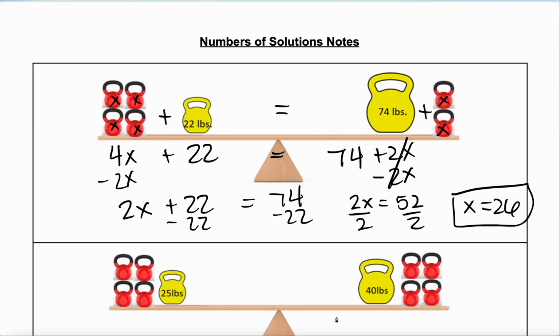I am given an equation where x is on one side and then a number is on the other side, and this is what we call a one solution. What this means is that for this particular equation, only one number will satisfy this equation, making it a true statement. So 26 is the only number that we could plug in for those x's to make both sides balance.